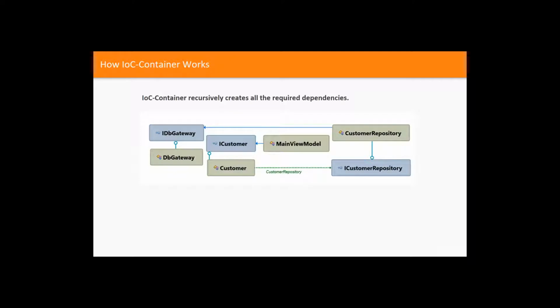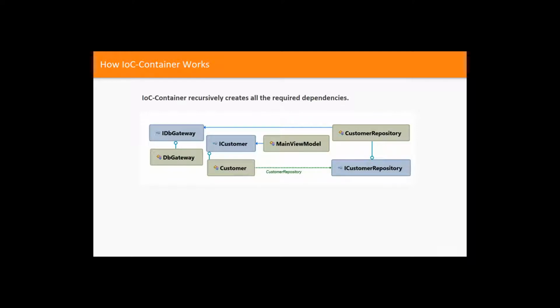On the slide, you can see a diagram of type dependencies. Imagine that we make a call to an IOC container to resolve the main view model. In other words, we want from an IOC container to get an instance of the main view model class. The main view model class depends on the ICustomer interface. It takes this interface in its constructor. So to create the main view model, the IOC container will look further to find out how to resolve the ICustomer interface. The IOC container will find the Customer class, which implements the ICustomer interface.